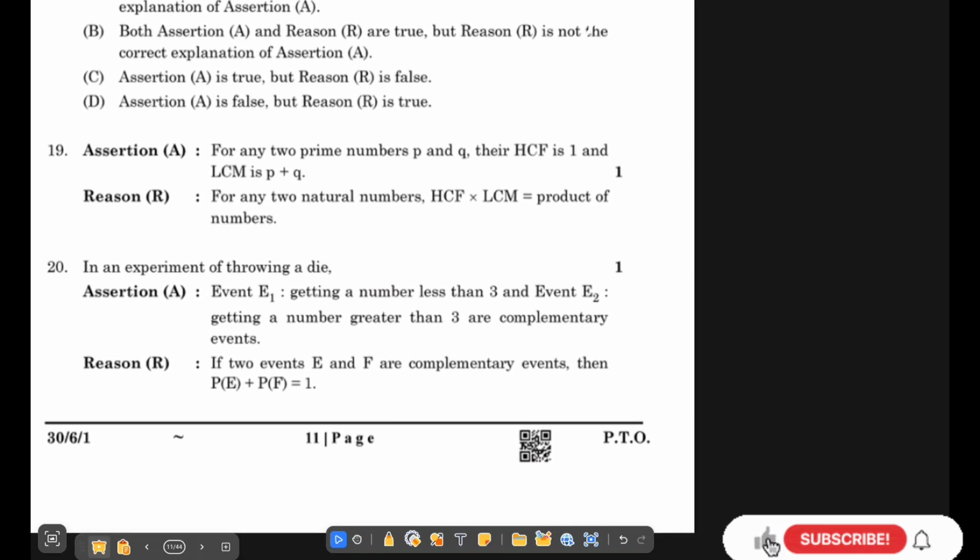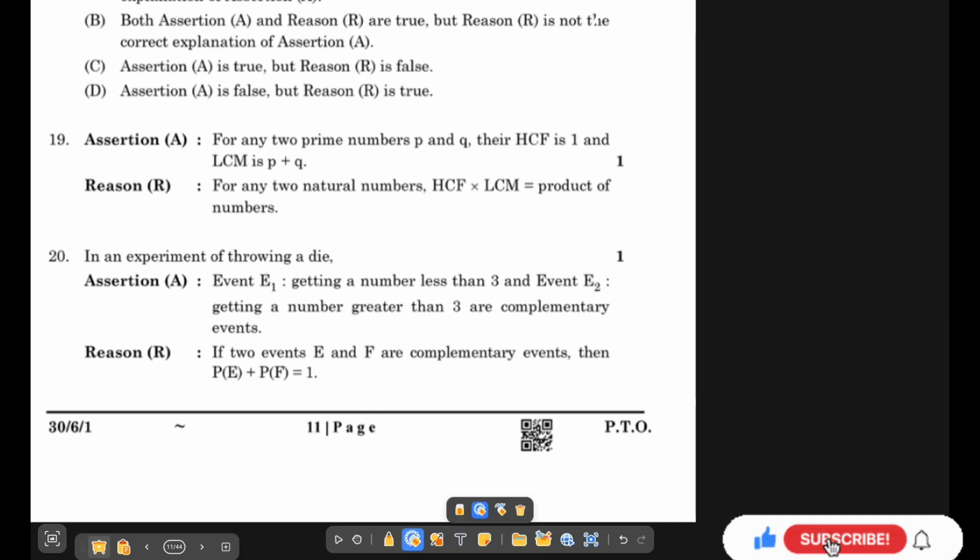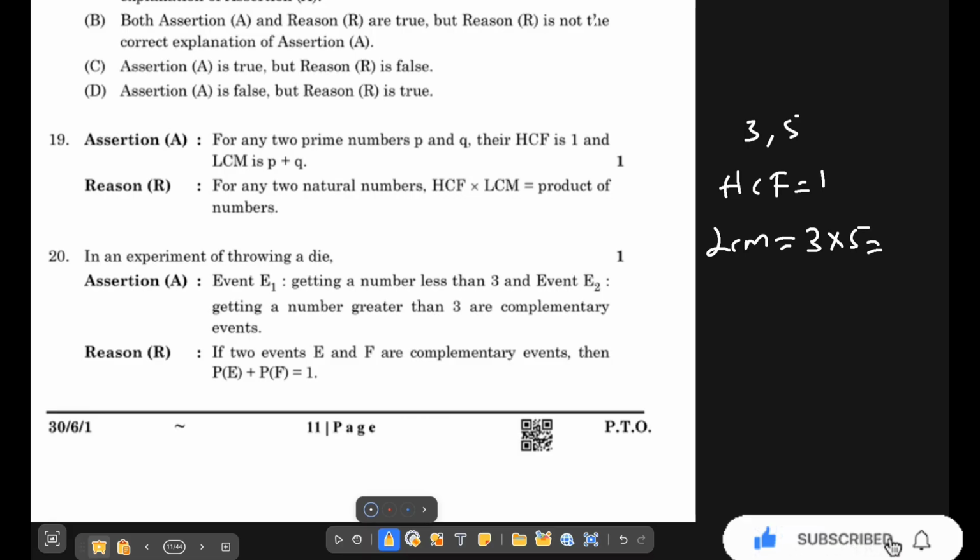19th question. What is the 19th question? For any two prime numbers p and q, HCF is 1. Yes, right. If p and q are prime numbers, their HCF is 1, and LCM is p plus q. LCM is not p plus q, LCM is p into q. For example, if you have 3 and 5, their highest common factor is 1. But LCM is not 3 plus 5, it is 3 into 5, 15.